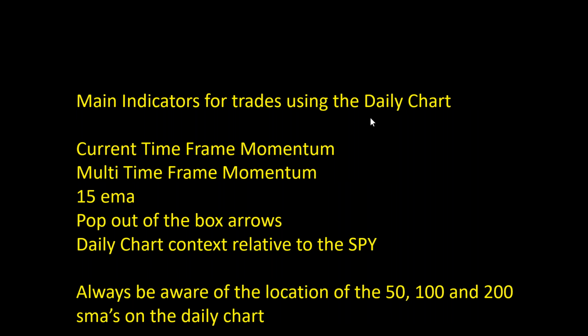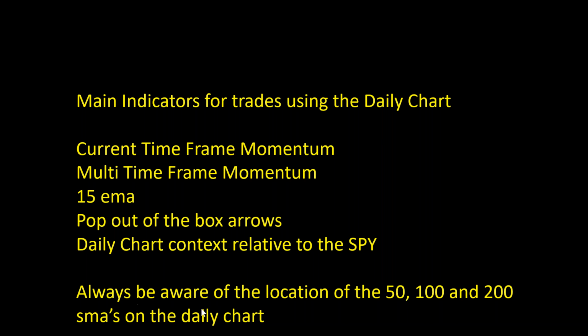For daily charts, for swing trades, we look at the current time frame momentum, same as we did for the 5-minute, but we also look at the multi-time frame momentum, and these need to be aligned. We also look at the 15 EMA. We look at the pop out of the box arrows again. Again, these are breaks of compression, but we'd be looking at them on a daily chart. In the daily chart context relative to the SPY. In other words, what does the price action look like in this stock on a daily basis versus what the SPY has been doing?